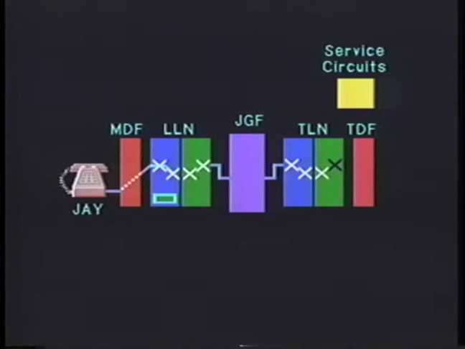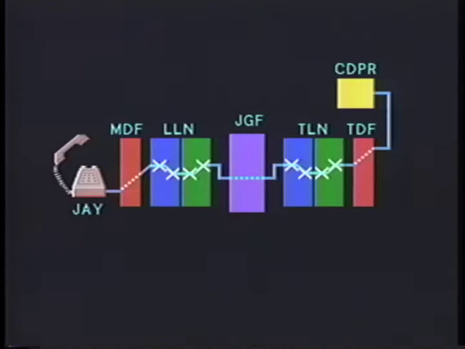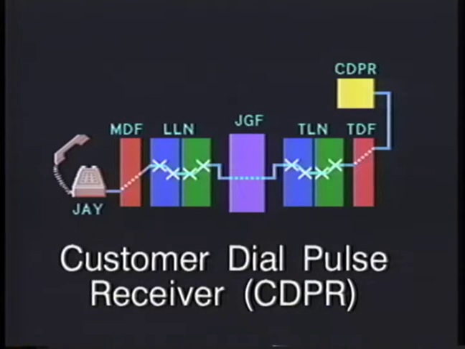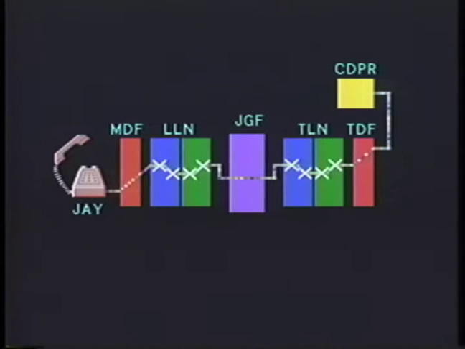These orders ultimately establish the talk path. In this case, the system connects Jay's line to the trunk distributing frame and the customer dial pulse receiver, or CDPR. The CDPR provides dial tone and collects the dial digits. When Jay hears the dial tone, he knows that he can begin dialing. Throughout Jay's call, the central processor and peripheral equipment continue to interact.